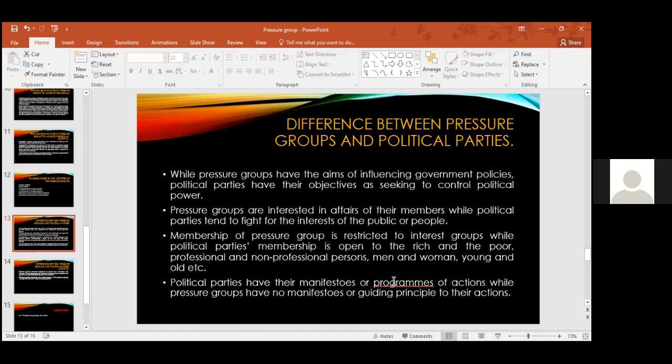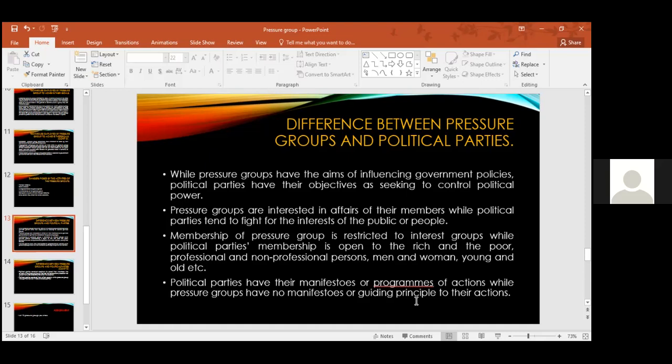So unlike pressure groups, whose representation is limited to their members, political parties' representation is general. That means to the whole public. Then the third one: membership of pressure groups is restricted to interest groups, while political parties' membership is open to the rich and poor. Now, what are we trying to say?